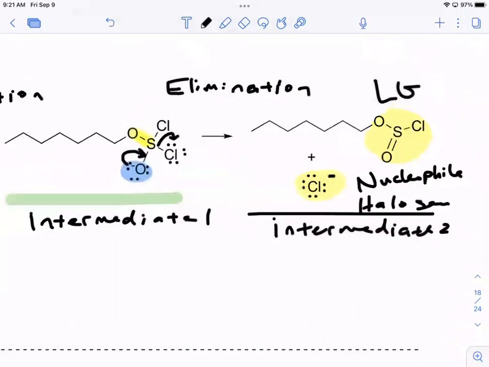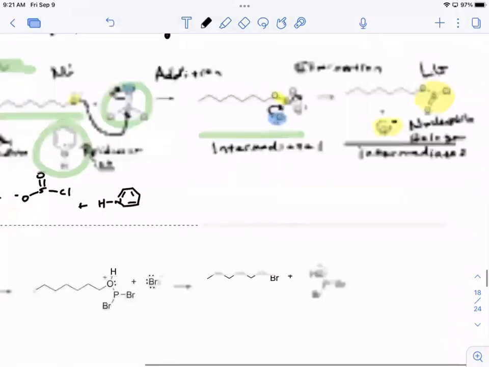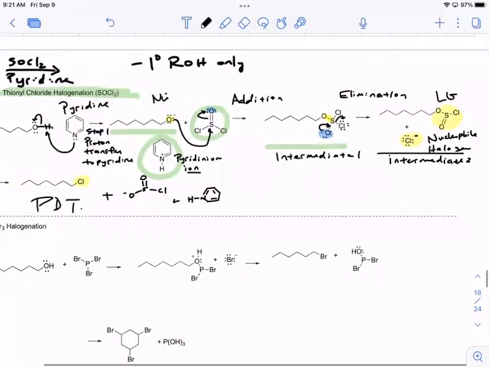All right. So somebody help me out. Tell me what you would do to show the halogen coming in and the leaving group leaving. Don't worry. Okay, come on. Let's say, because that's a lot.